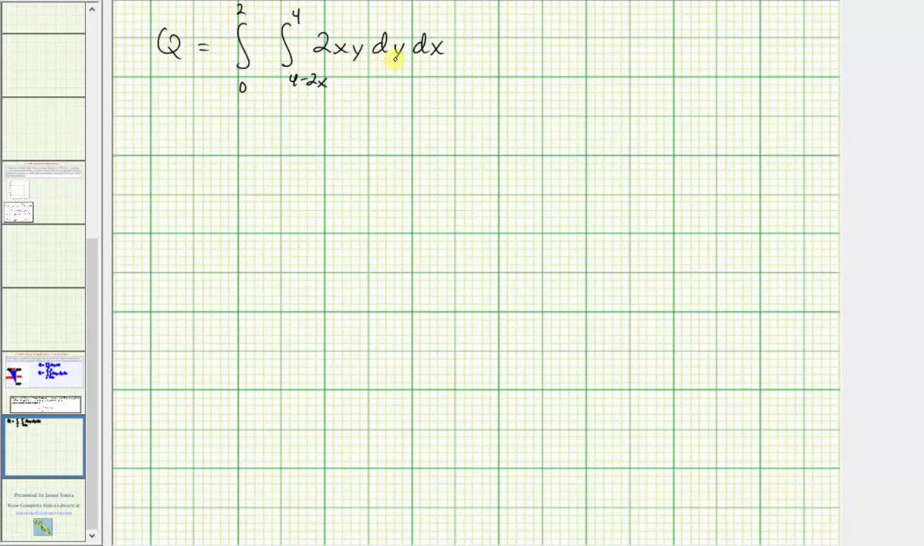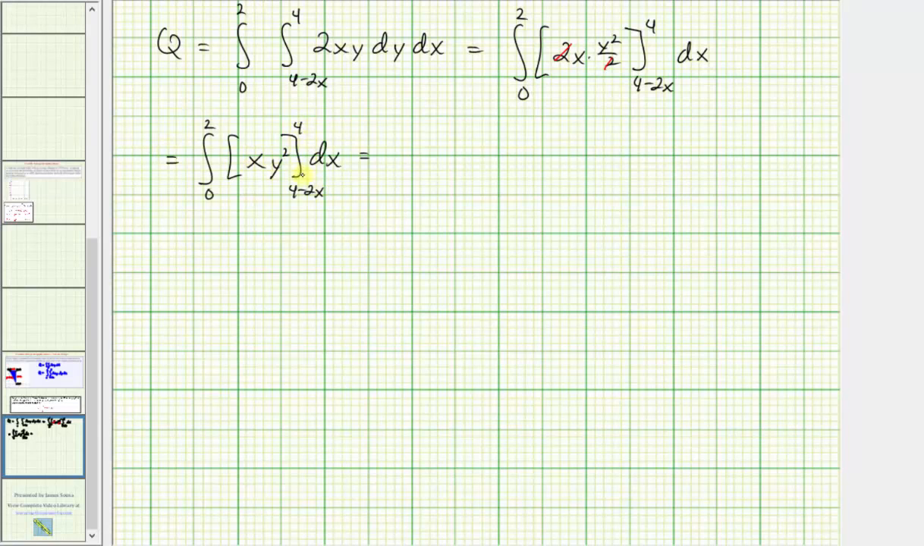So we first integrate with respect to y, treating x as a constant. So the antiderivative is going to be 2x times y squared divided by 2. We can simplify the antiderivative: 2 divided by 2 simplifies to 1. And now these are limits of integration for y, so we'll substitute these values for y and then find the difference.